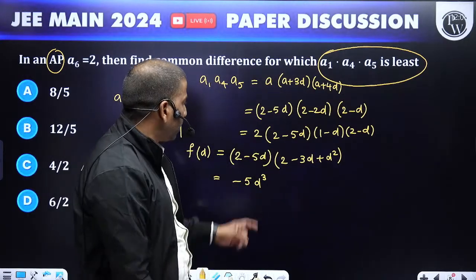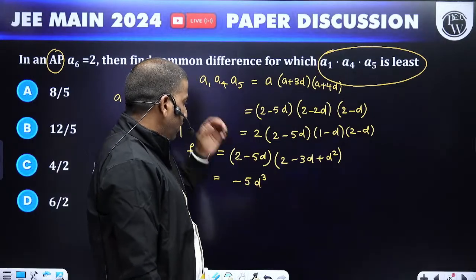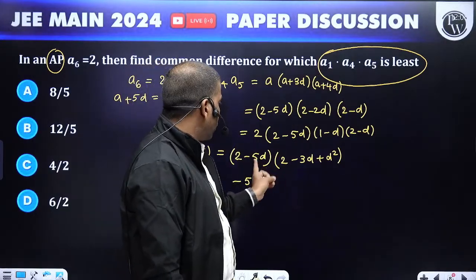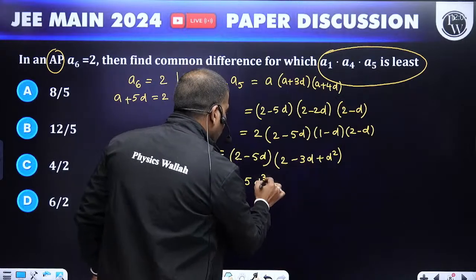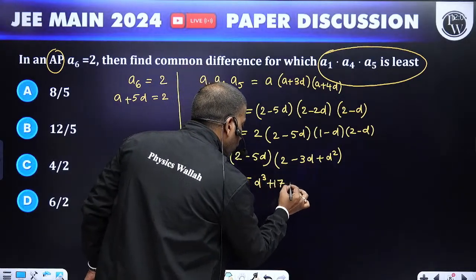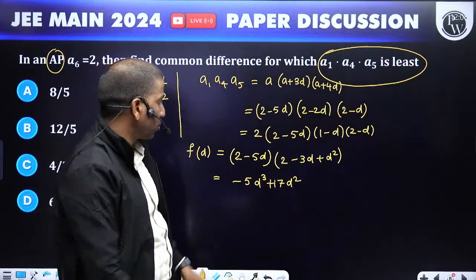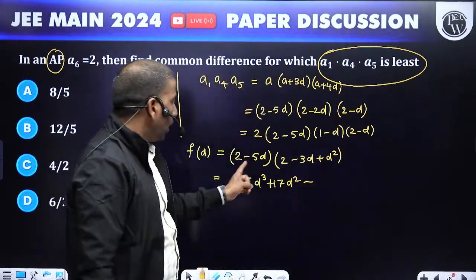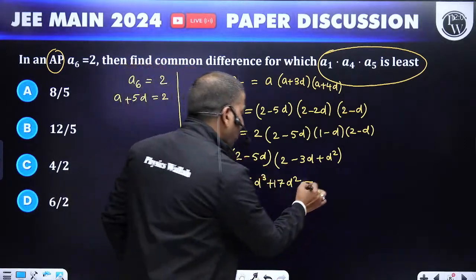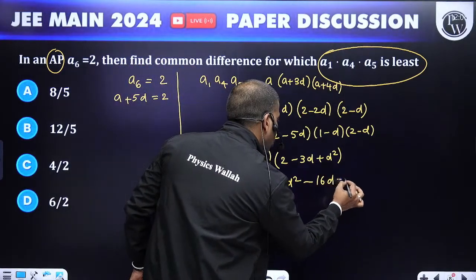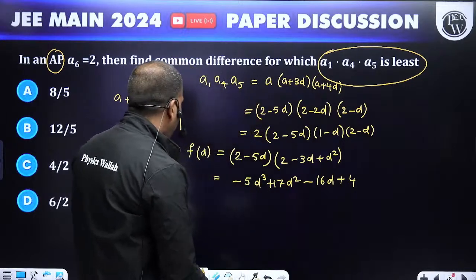Next, coming to d square terms, 5 2s are 10d square. So this is 5 3s are 15, 15 plus 2, 17d square. Is it correct? 5 3s are 15, 15d square and 2d square. Next, coming to d, minus 10d, minus 6d, minus 16d. Coming to the constant, plus 4. This is what my function is.